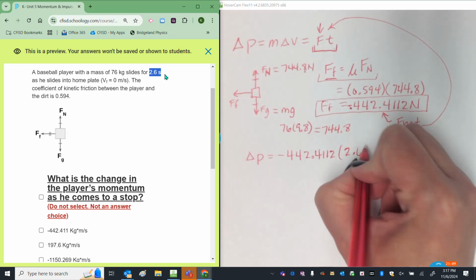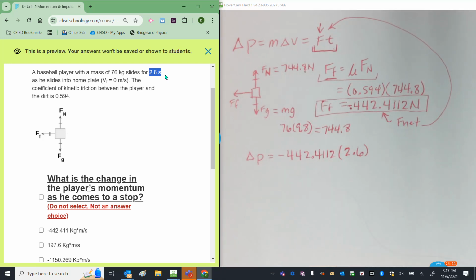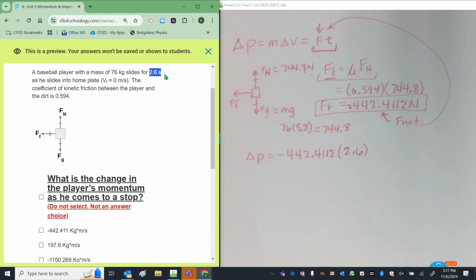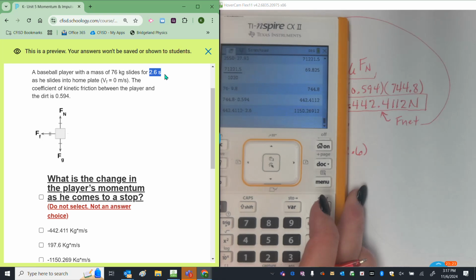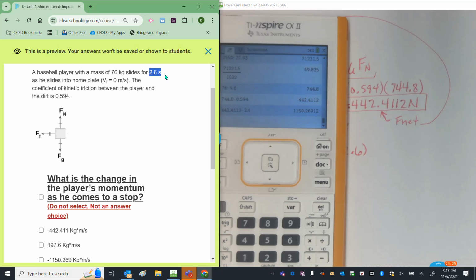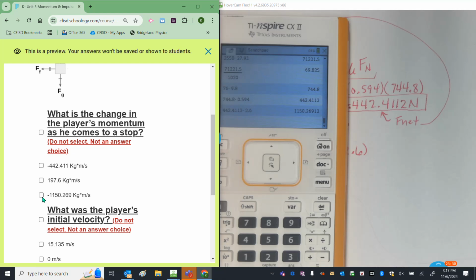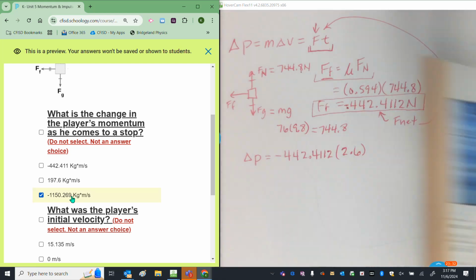Again, this is just like your FRQ. Please make sure you know how to do this. Okay, you have these questions in your problem set. Go back and look at them. They're also in the notes. All right, so let's multiply it by 2.6. And we're going to get this number right here. Technically, that's negative. I didn't type the negative sign in. Negative 1150.27 or 269. It's right here. All right. That is his change in momentum.